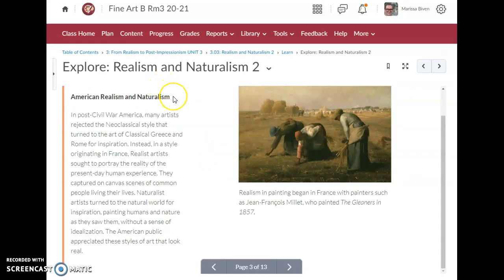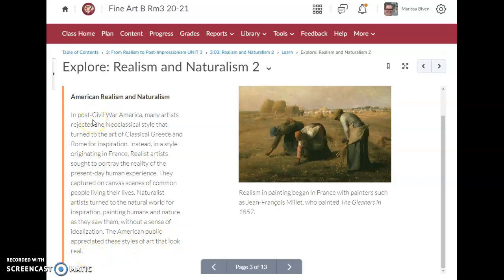American Realism and Naturalism. In post-Civil War America, many artists rejected the neoclassical style that turned to the art of classical Greece and Rome for inspiration. Instead, in a style originating in France, realist artists sought to portray the reality of present-day human experience. They captured on canvas scenes of common people living their lives. Naturalist artists turned to the natural world for inspiration, painting humans and nature as they saw them, without a sense of idealization. The American public appreciated these styles of art that look real.